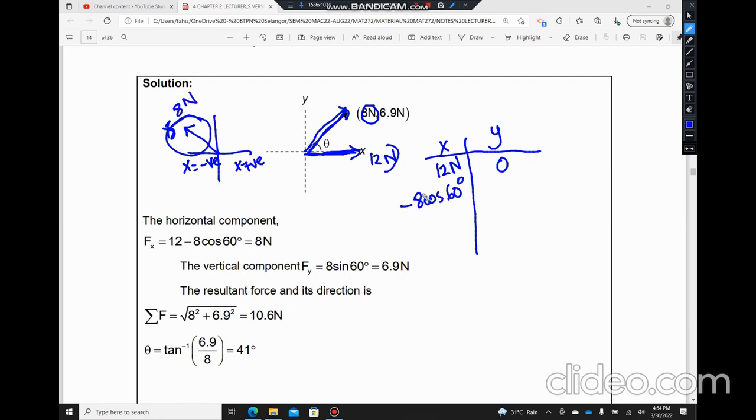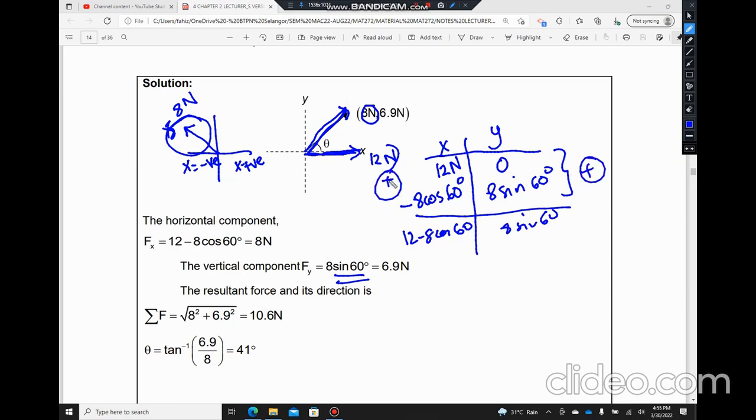Tapi dia negatif. Tapi Y dia adalah positif, 8 sin 60 degree. So kita campurkan untuk axis A ataupun untuk komponen A, 12 minus 8 cos 60. This one 8 sin 60. Kita campurlah yang ni untuk Y, yang ni kita campur untuk X. So this one bila kita solvekan dia akan dapat 8 Newton, and then this one dia dapat 6.9 Newton.